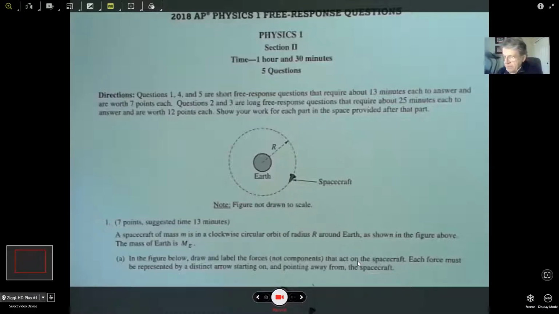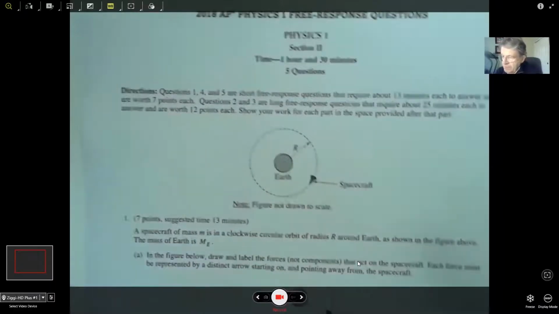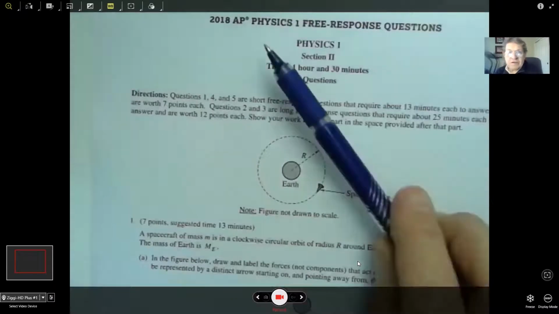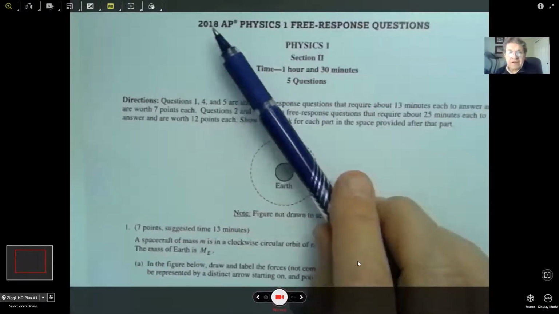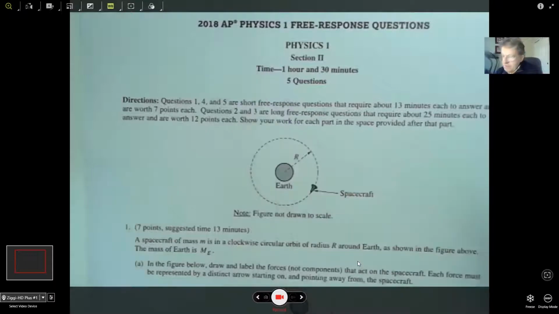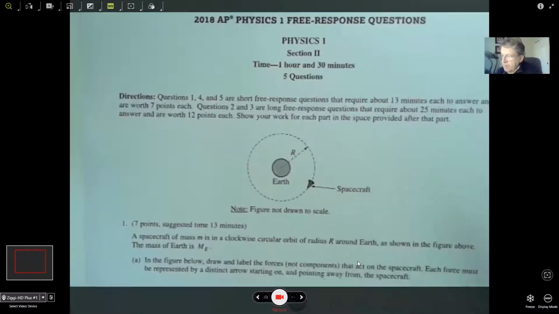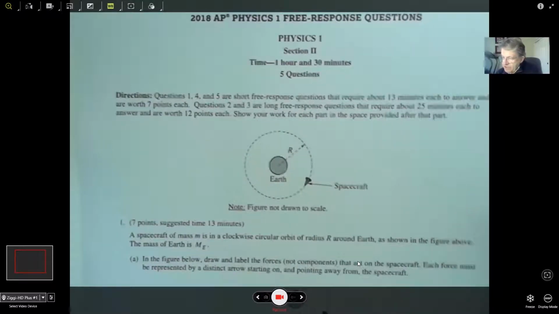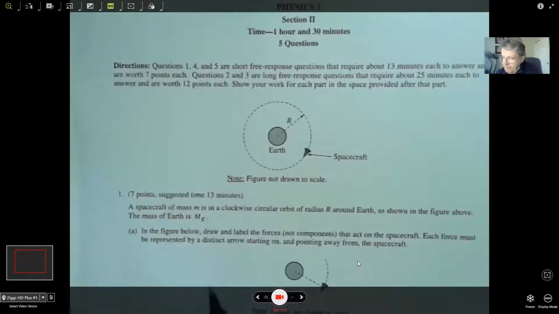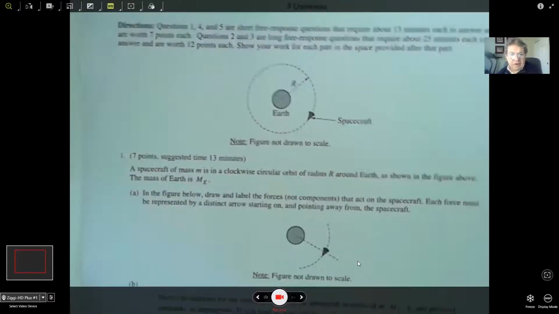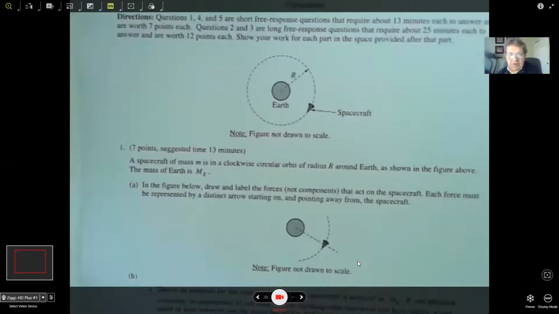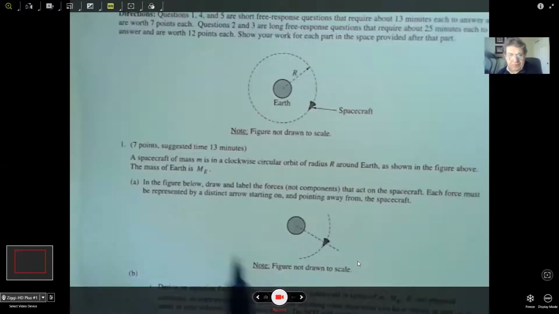This is a free response question from section 2 of AP Physics 1 in 2018. The exam is 90 minutes. There are 5 questions. You need to answer them all. And 3 are short form, typically taking about 30 minutes to complete and are worth 7 points each. And the longer form ones are about twice as long, but 25 minutes and worth 12 points.